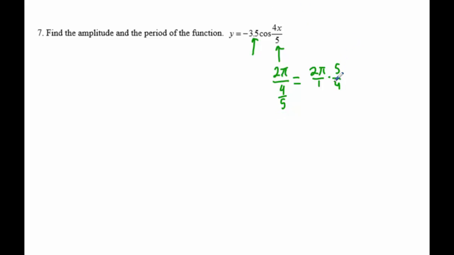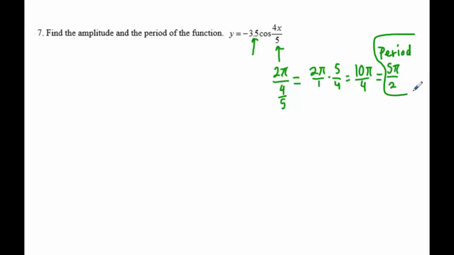So 2 pi over 1 times 5/4. If you multiply that out and get 10 pi over 4, then that simplifies to be 5 pi over 2. Or if you simplified before you multiplied, that's fine too. Either way, we should get 5 pi over 2 for the period.